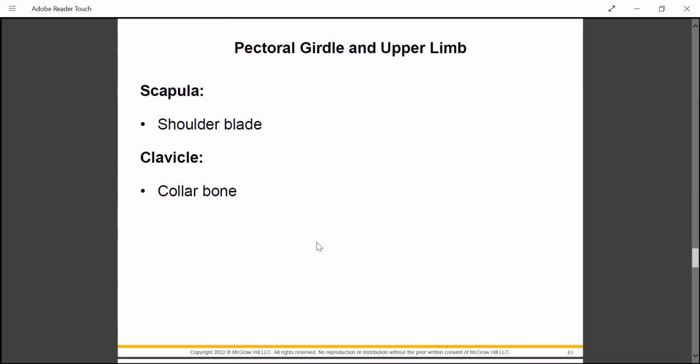Okay, so we're going to go through our pectoral girdle and upper limb. Some of these bones that we highlight on here, you should be able to pick out on a test. I don't want you to memorize every single bone in the body, but you should at least have a general idea of where they are.